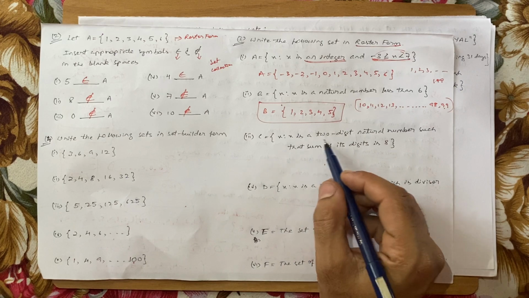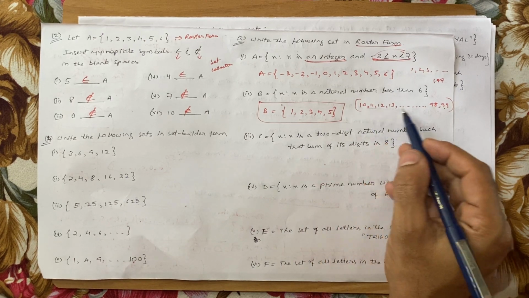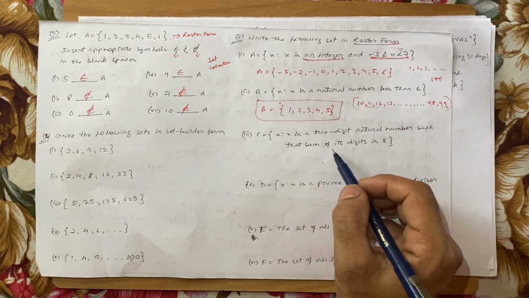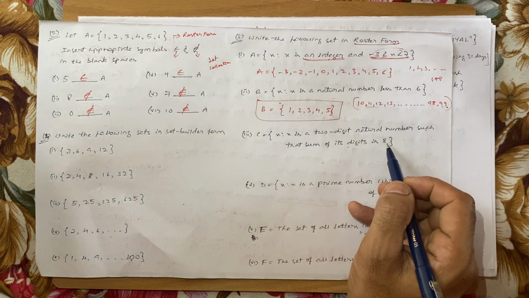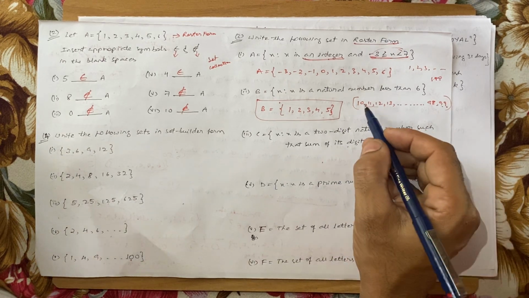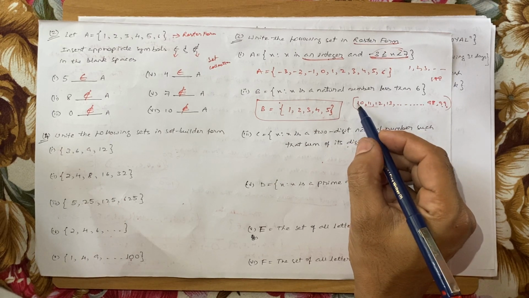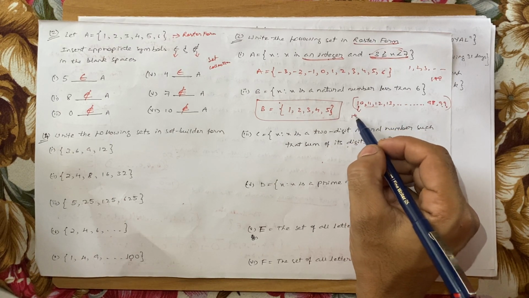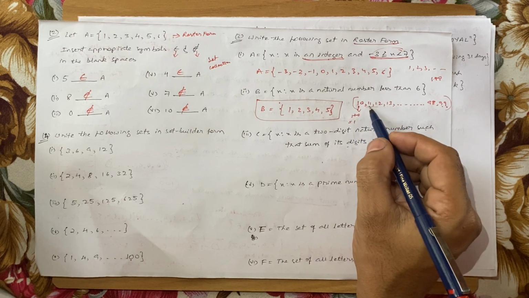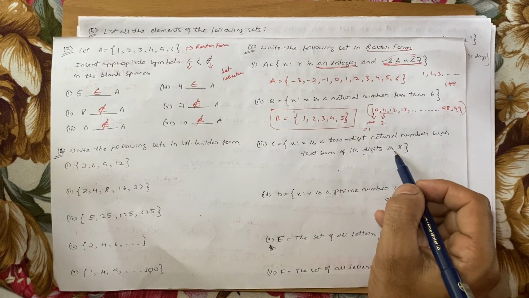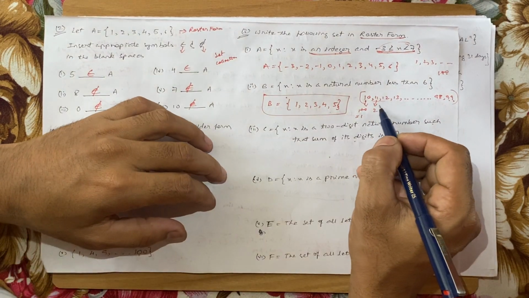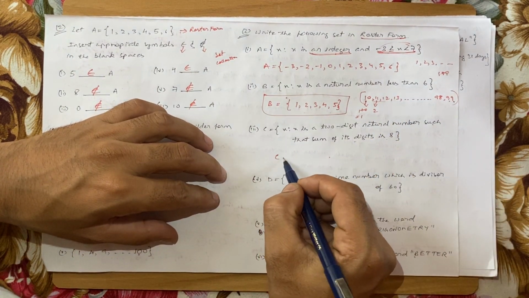Let's see now. X is a 2-digit natural number, so we have the list of 2-digit natural numbers such that the sum of its digits is 8. Sum of its digits. Take the first 2-digit natural number, 10. What are the digits in it? 1 and 0. If you add it, 1 plus 0 will give you just 1. The next one, 11, 1 plus 1 will give you 2. But it says it should be 8. So if you check in this way all the numbers, then the set C will be what?